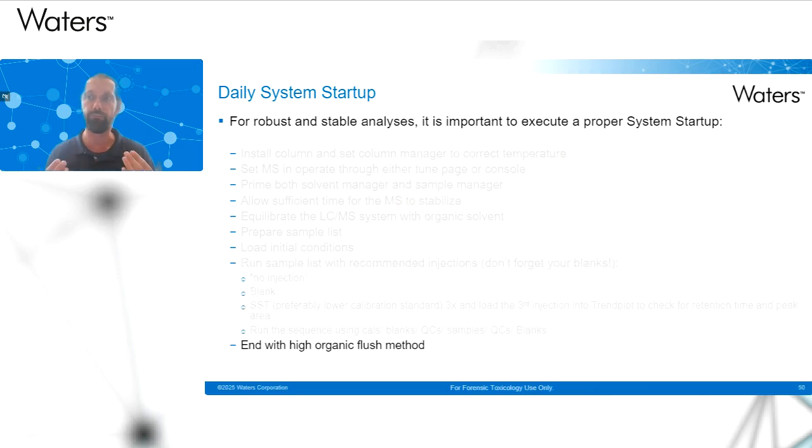And the very, very last line in your sequence, I would recommend to create a flushing method in that, meaning just program a one-line gradient method, setting it to 100% organic, and just let it flow for 15 or 30 minutes. So all the matrix is nicely being rinsed off the system.